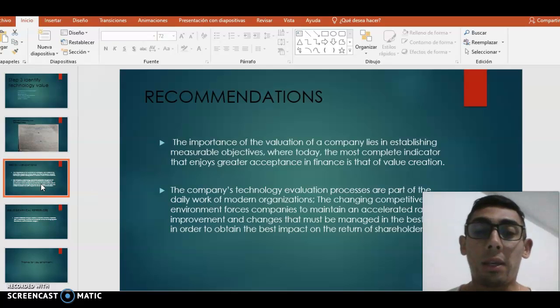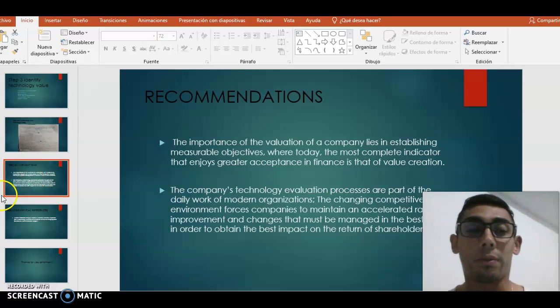The company technology evaluation process are part of the daily work of modern organization. The champion competition forces companies to maintain an accelerated rate of improvement and change that must be managed in the best way in order to avoid the best impact on the result on the actual.